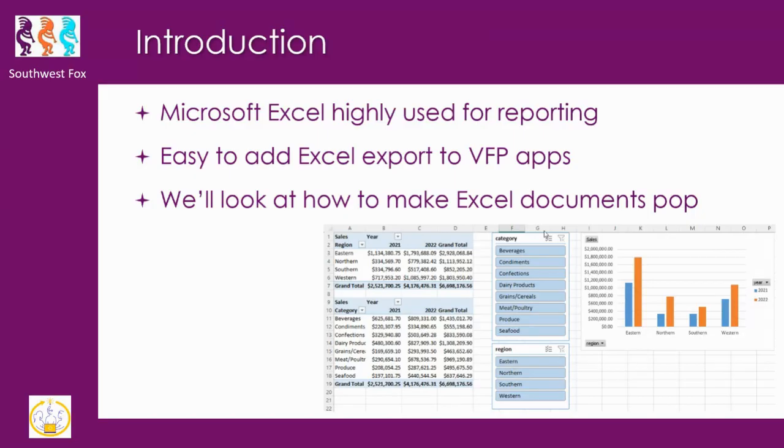One of the nice things is that it's really easy to add Excel export to any VFP application, and that's what we're going to spend the first half of the session looking at: different ways that you can send output to Excel documents. But then we're going to take those documents and make them look better than just a simple old boring list. We're going to do some nice stuff. We're going to actually make some presentation style data with the stuff that we get out of Excel.